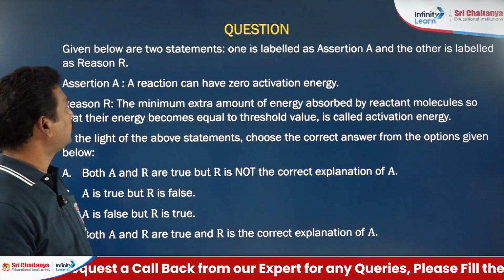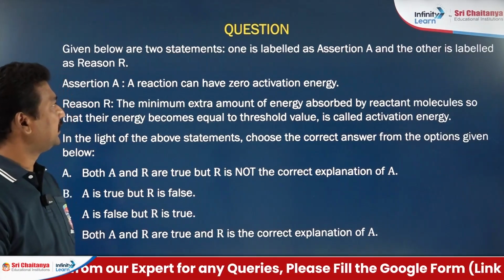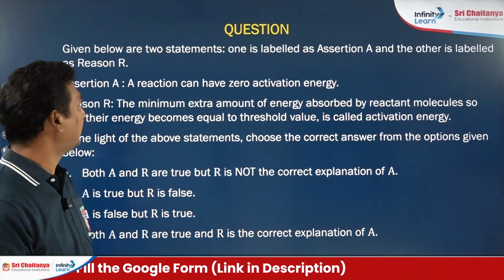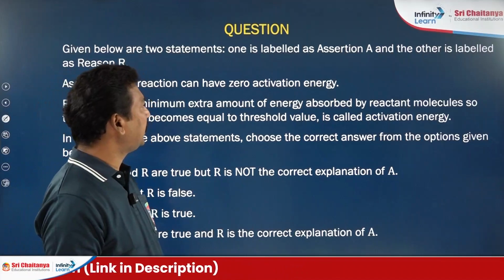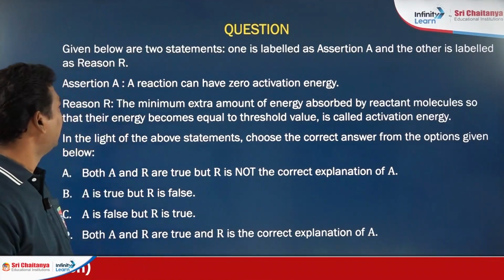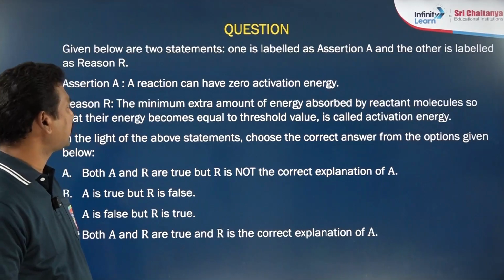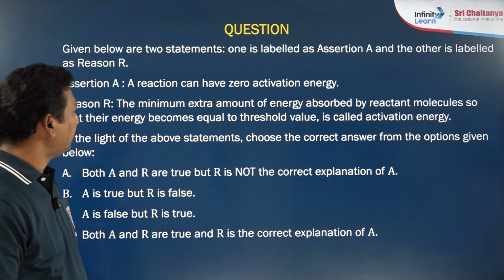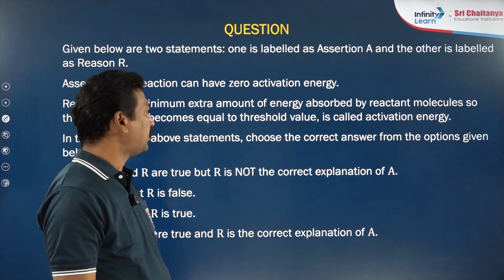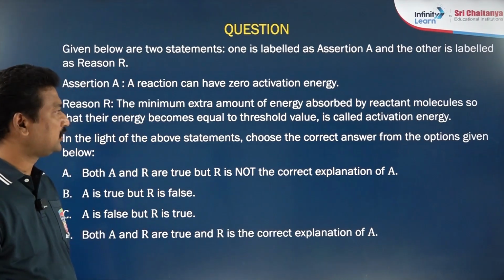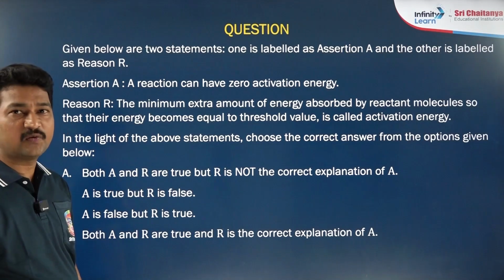Given below are two statements. This is a recent 2023 NEET question. One is labeled as assertion A and the other is labeled as reason R. Assertion A: A reaction can have zero activation energy. Reason R: The minimum extra amount of energy absorbed by the reactant molecules so that their energy becomes equal to threshold value is called activation energy.